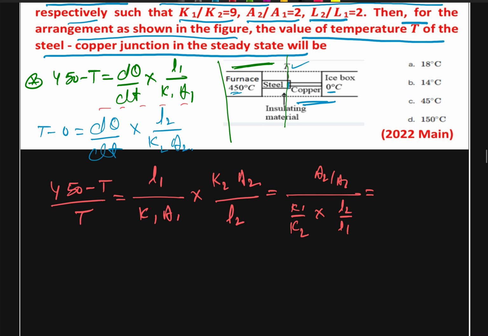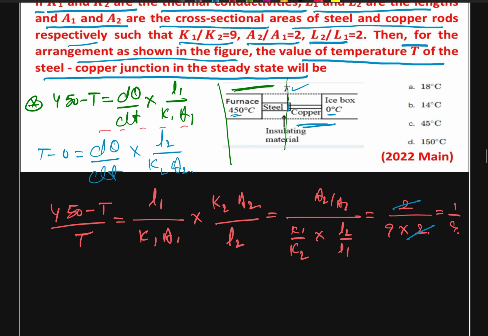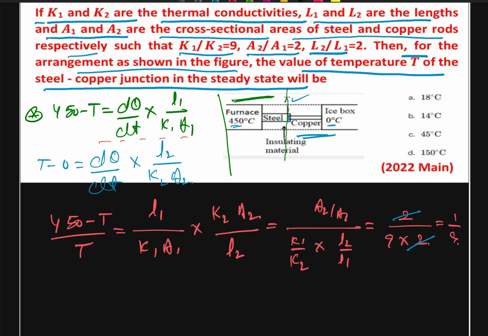So we have A2 upon A1 is 2, K1 upon K2 is 9, and L2 upon L1 is also about 2. So here this 2 and 2 cancel out, and this ratio L1 K1 and L2, yeah, this is correct. So this comes as 1 upon 9. Let me check whether I've written this, because it looks a little bit confusing.